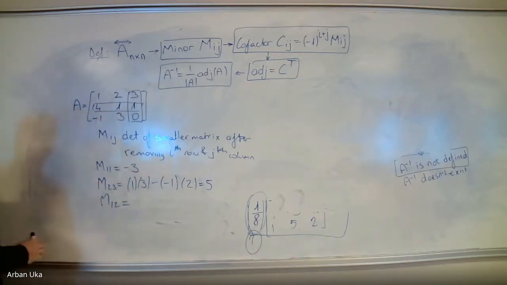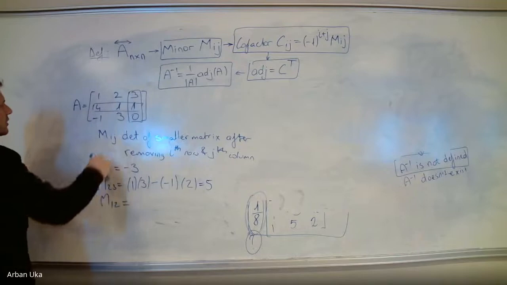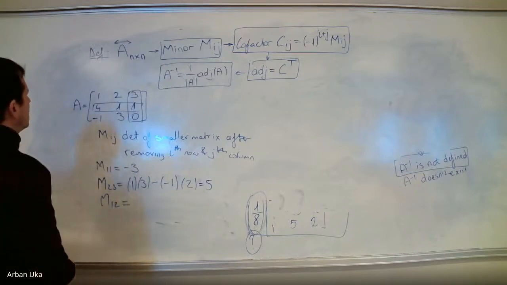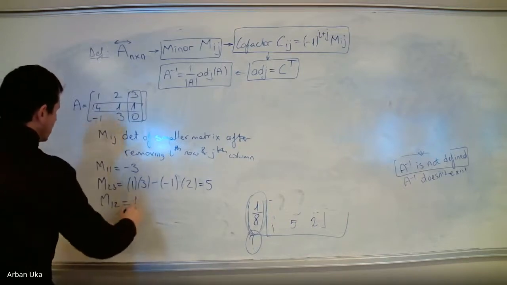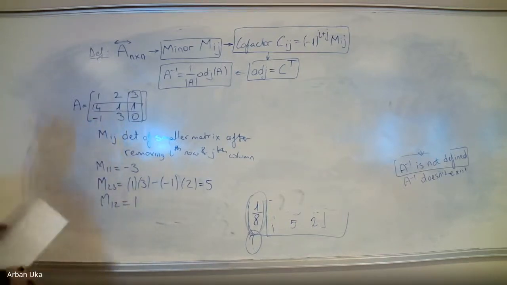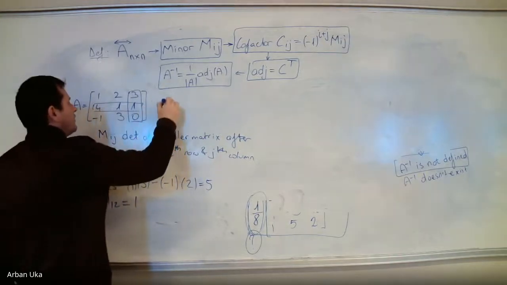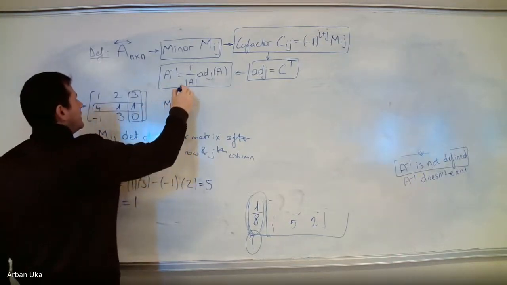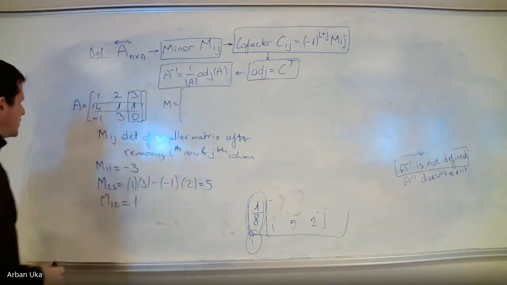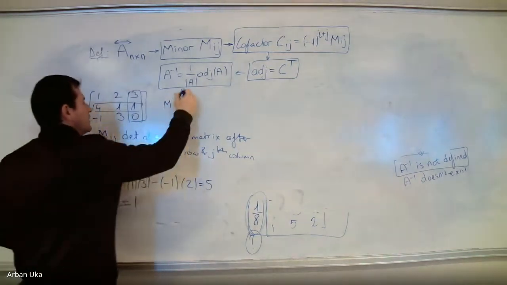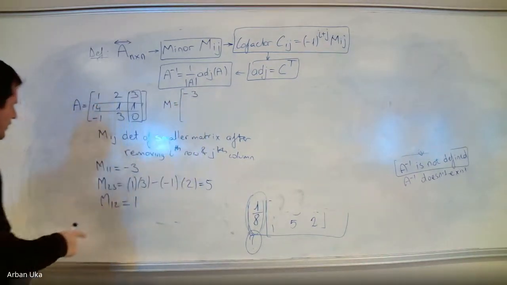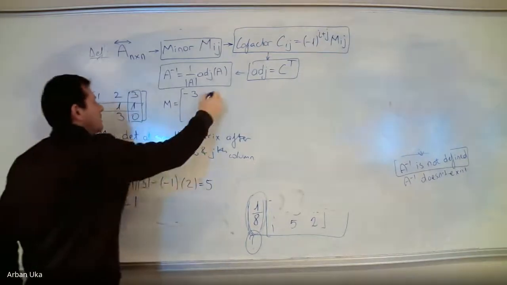What is M12? We remove the first row, second column, and we will be left with, so first row, second column, we get 1. Can you see this? So let me see, yeah. Now it looks like we find a minor matrix M, which is carrying these numbers. We have here minus 3. What we found, M12 is 1.